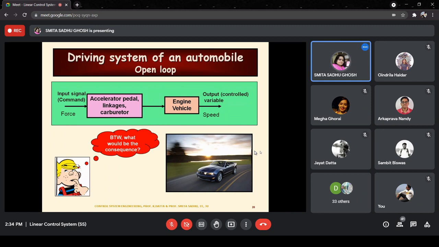So I had, in the last class, given you certain application areas where control systems are used. Today we are going to deal with what we call a block diagram of a control system, of which first of all, we are going to study a very simplistic model of the driving system of an automobile.